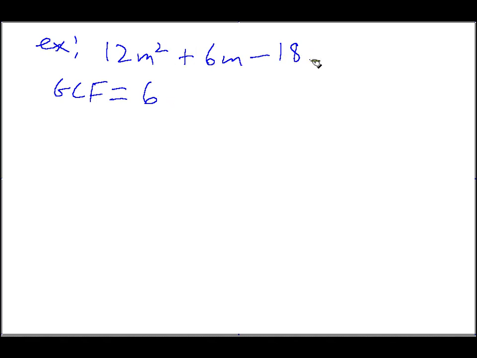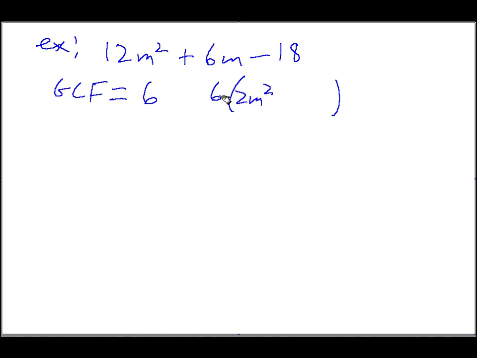Because I don't have an m here, therefore I can't take out an m, for example. There's no m right here. So just 6. The only number here we have is 6 as the GCF. 6 goes into 12, goes into 6, goes into 18. So let's write this expression then as 6 times something. 6 times what will give me back 12m squared? Well, hopefully you see it's 2m squared.